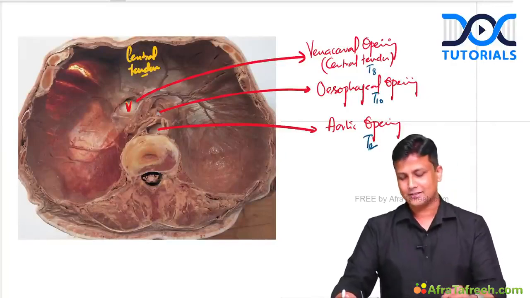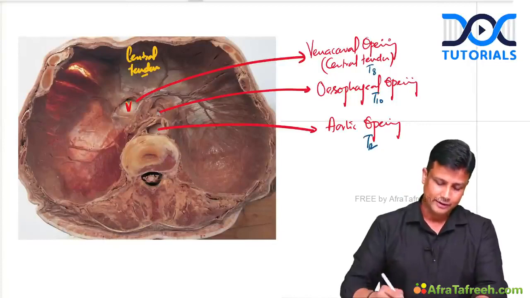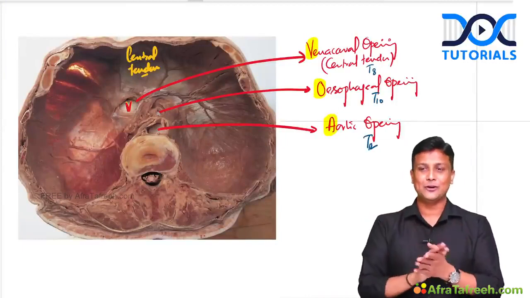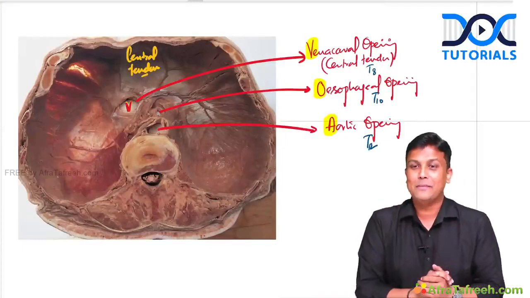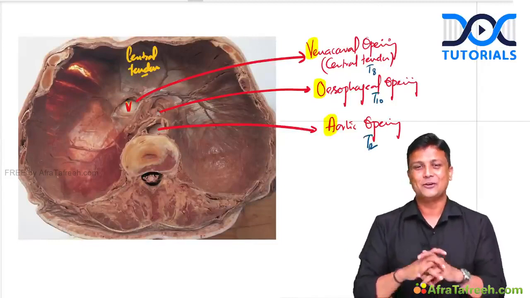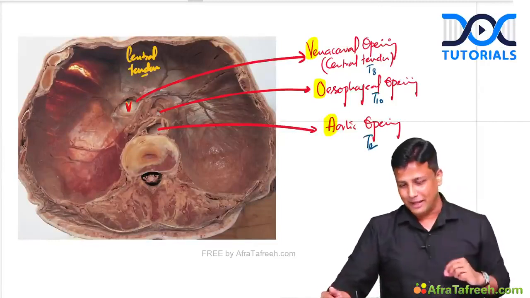But in the exam, remember with the help of the mnemonic, Voice of America. Vena cava opening, esophageal opening, and then aortic opening, sir. Voice of America. Okay. Thank you, MK Doc. Thank you. Thank you, Dr. Bowie. Voice of America, 8, 10, 12.